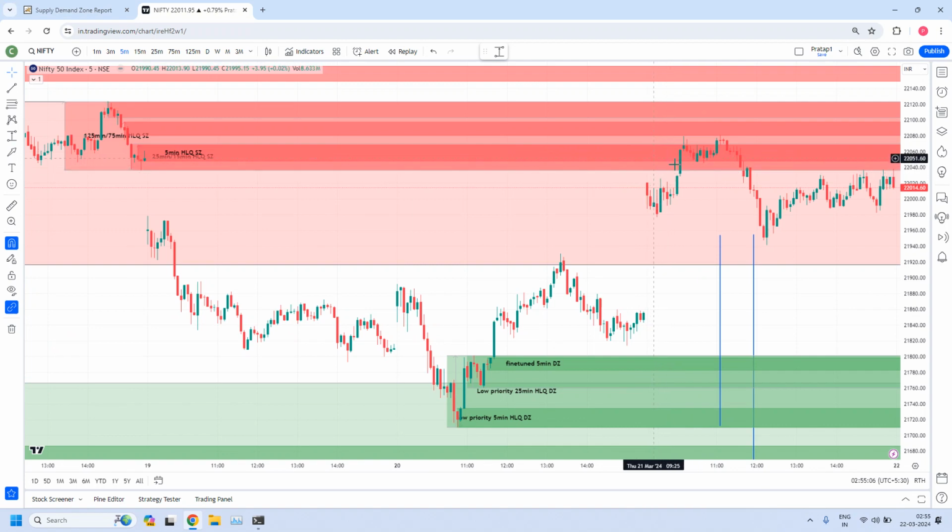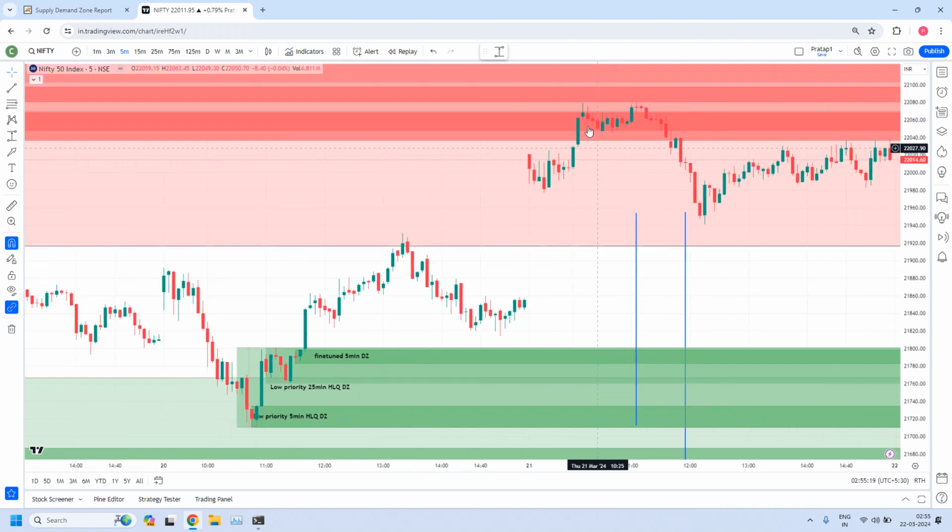Okay, anyway, we avoided taking a trade in this zone. And next we have another high liquidity zone, a 5 minutes high liquidity zone. This is a 5 minutes high liquidity zone, and price has approached it. The moment I saw it, the risk is minimal and you have a 1:5 RR from here to here.